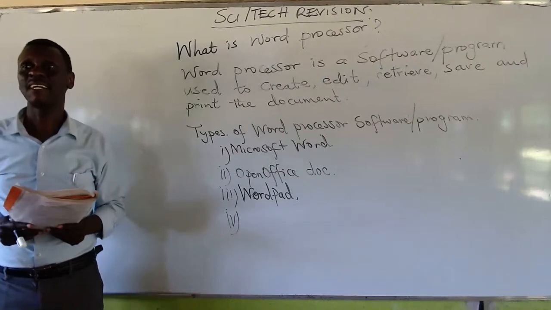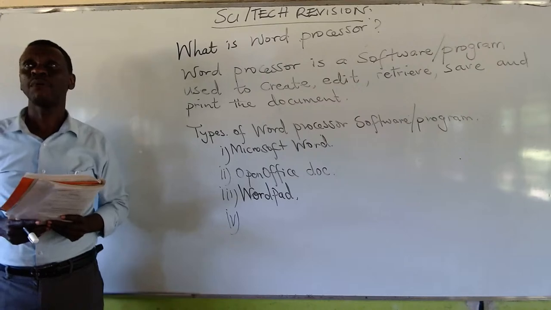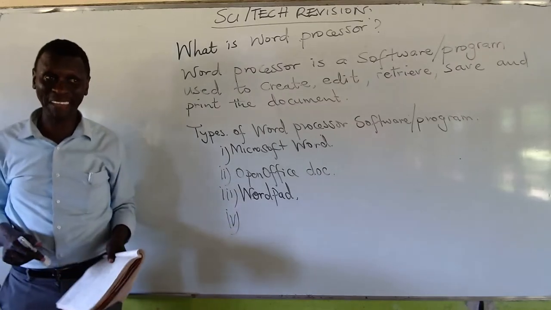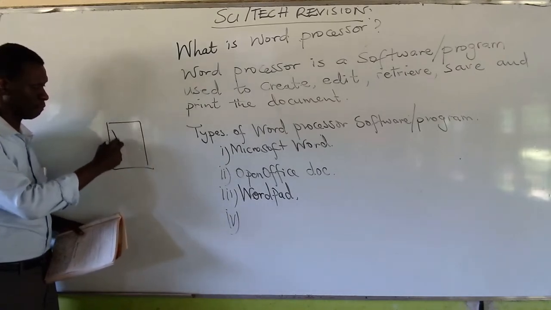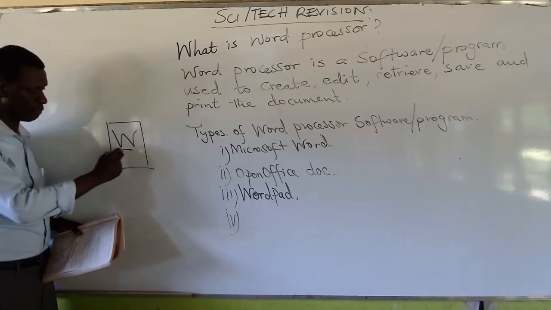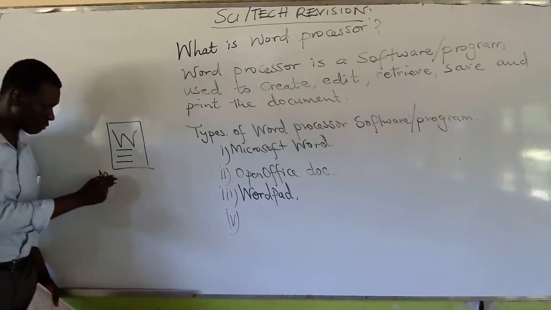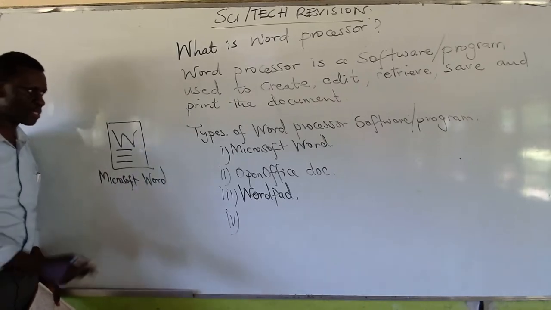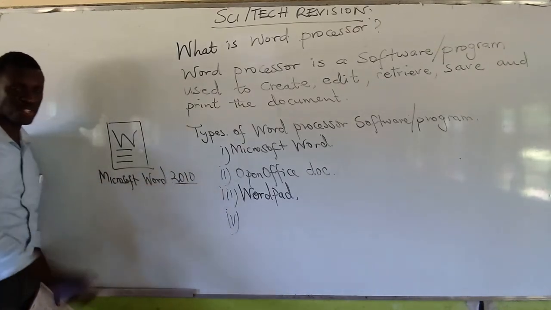Double click on Microsoft Word. Okay. Now from that statement, you double click the icon. Remember the icon? Yes. Then it's written here Microsoft Word. I don't know whether it's written 2010 or what. It can be 2010. This one depends on the versions.